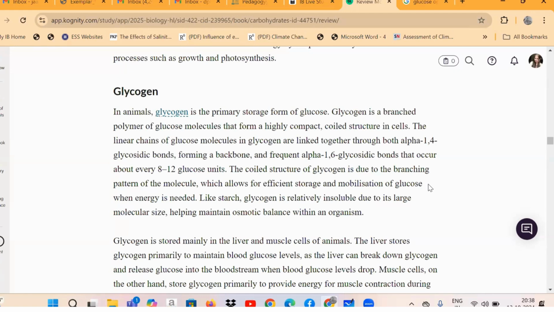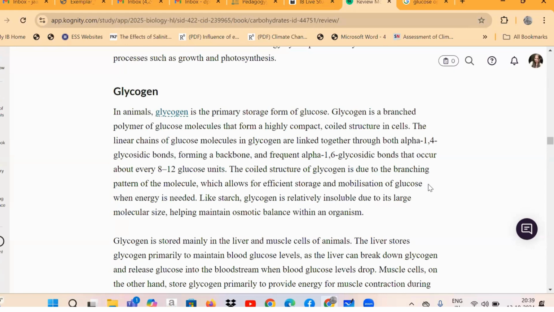Okay, so when we talk about glycogen, as you told, that is a stored form in animals, and you can see it stored in liver and muscle cells. It is also glucose molecules linked together through both alpha 1,4 and alpha 1,6 glycosidic bonds. But frequently you have an alpha 1,6 glycosidic bond for every 8 to 10 or 8 to 12 glucose molecules. It's a highly branched structure. Similar to starch, this is also insoluble because of its molecular size, but it helps in maintaining the osmotic balance.